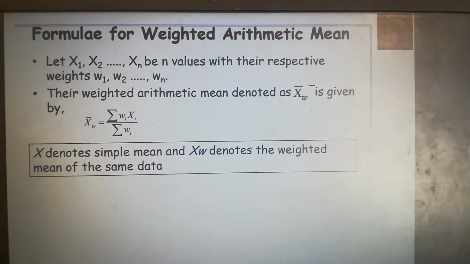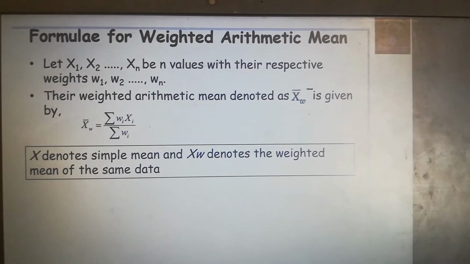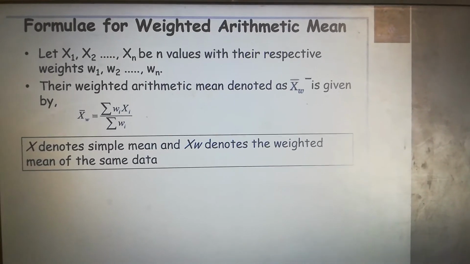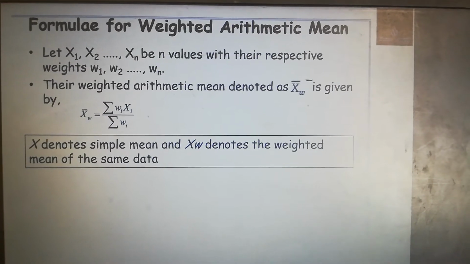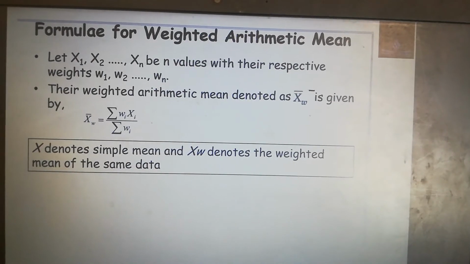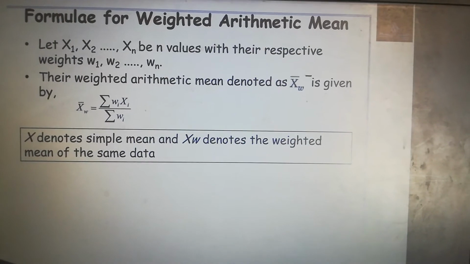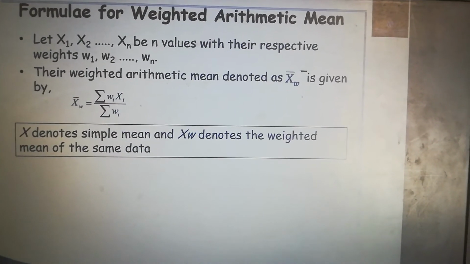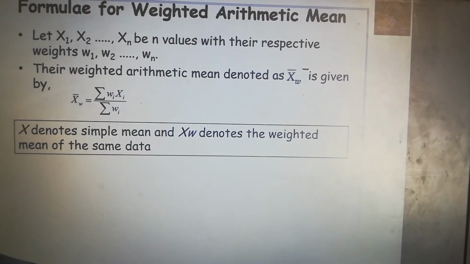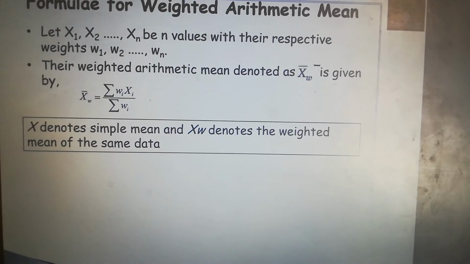For example, let x1, x2 up to xn be the values, and w1, w2 and wn be the weightages given. So what we need to do, the weighted arithmetic mean is represented by summation w x divided by summation w. That is summation w1 x1, the multiplication of the weightage given to the corresponding data, divided by total weightage, that is w1 plus w2, like that way it is.